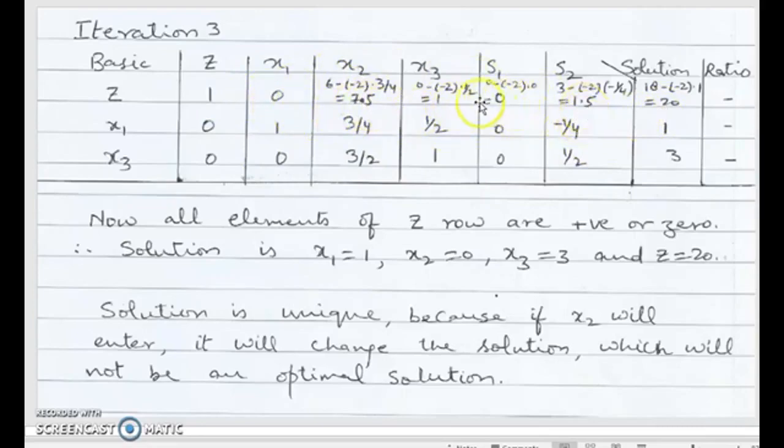It means we have reached the optimal solution, and our optimal solution is 20, and the corresponding values of the variables are x1 is 1, x3 is 3, and there is no x2 in the solution, so we write down x2 as 0. If we change the solution, then it won't be optimal. Therefore this solution is a unique solution, because if x2 enters, then it will change the solution, which won't be optimal.